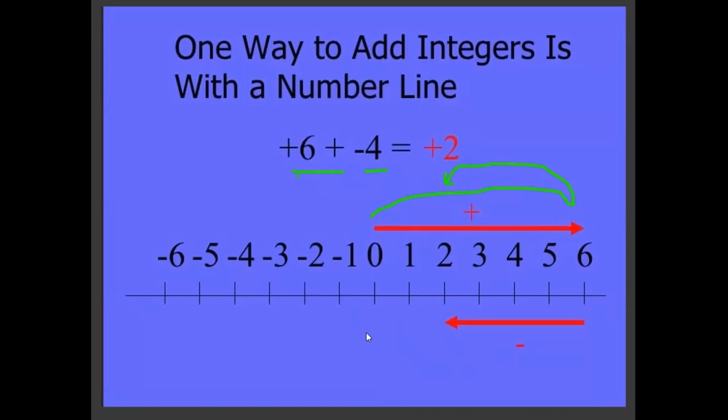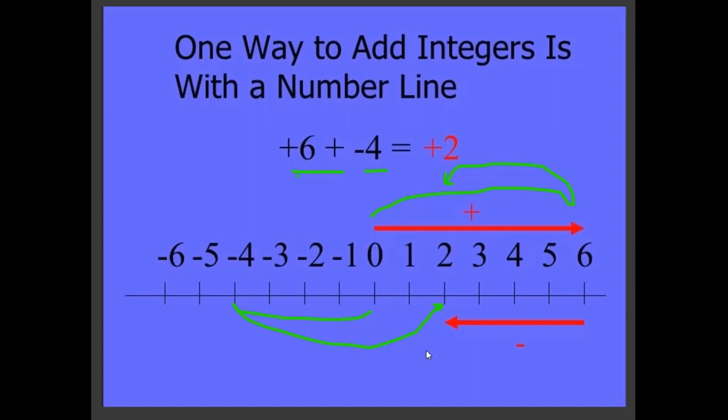Or we could have done it the other way. 4 in a negative direction. Go back 6 in the positive direction. Same result, positive 2. And so that's what you need to know about adding and subtracting integers.